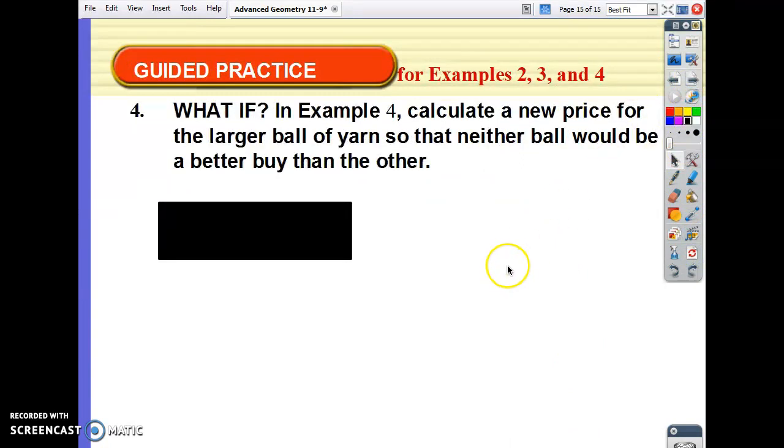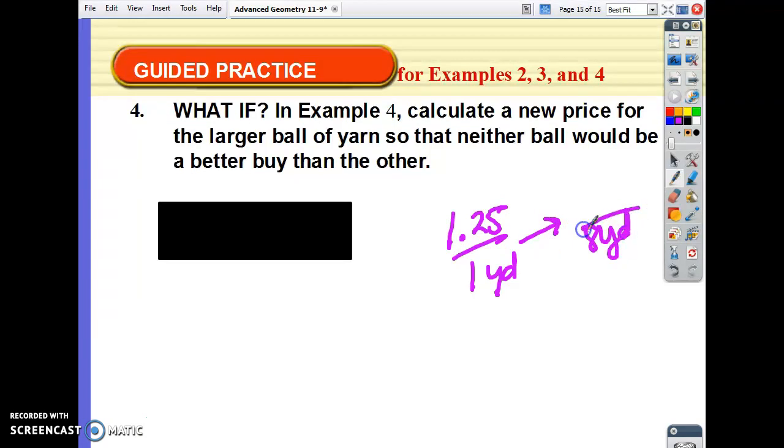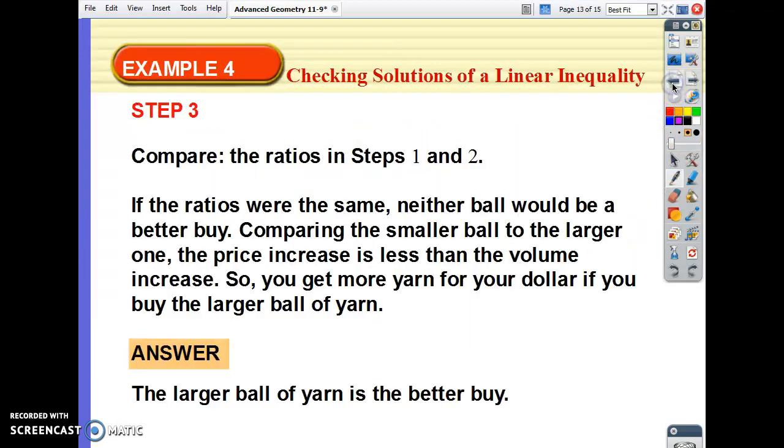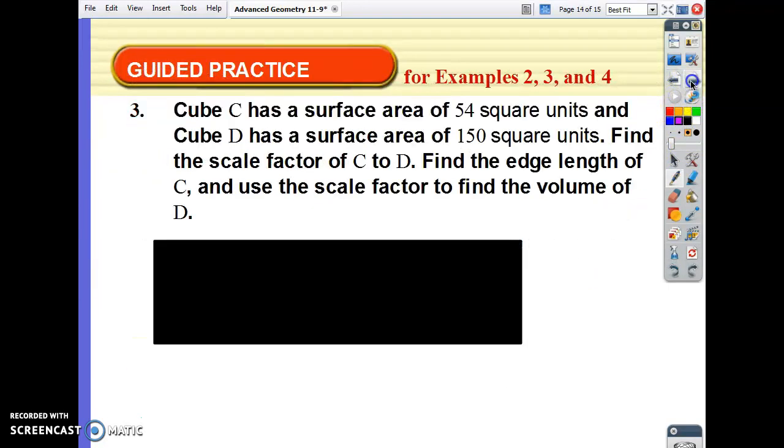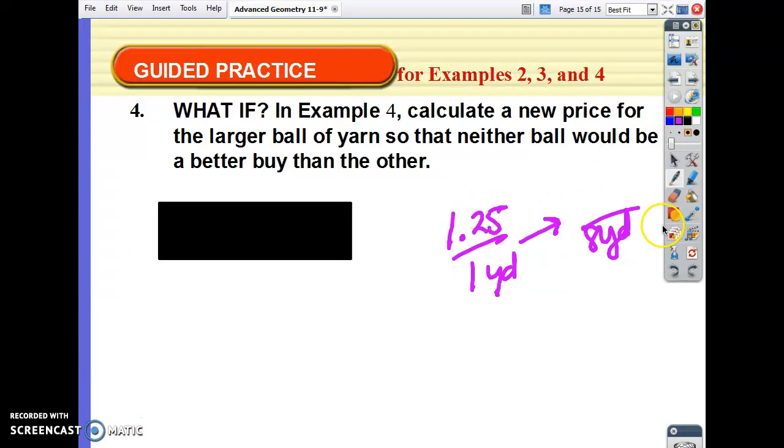And then our last problem. Calculate a new price for the larger ball of yarn so that neither ball would be a better price than the other. So once again, we're just going with that $1.25 for 1 yard, and we're seeing what 8 yards would be. So $1.25 times 8. It wasn't $1.25, was it? Was it $1.50? I don't remember. It was $1.50, and we need 8 yards at $1.50 a yard.